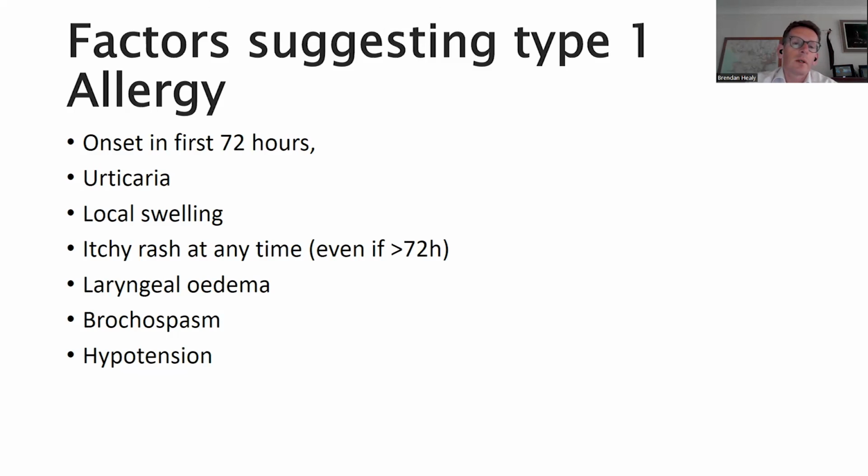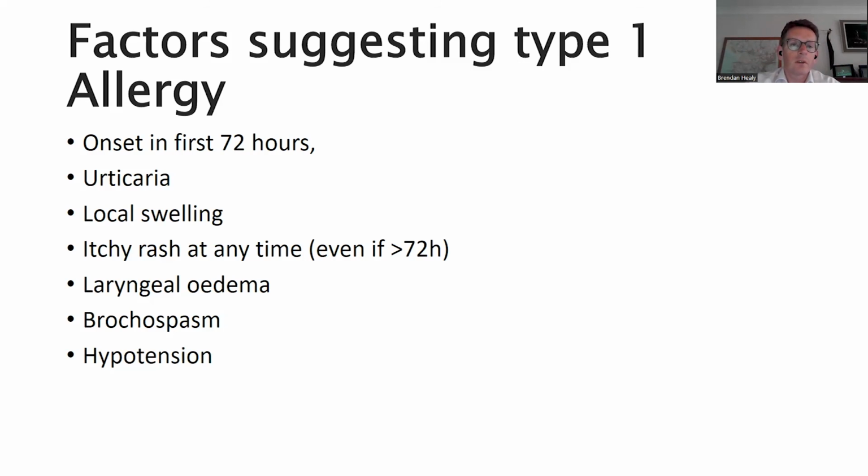And there's also the issue around types of allergy and whether there's cross allergy with other related beta-lactams. And really what we're talking about there is whether someone has a type 1 allergy. And these are the factors that point towards a type 1 allergy. Is the onset within the first 72 hours, any urticaria, itchy rash at any time, laryngeal edema, bronchospasm, hypertension.